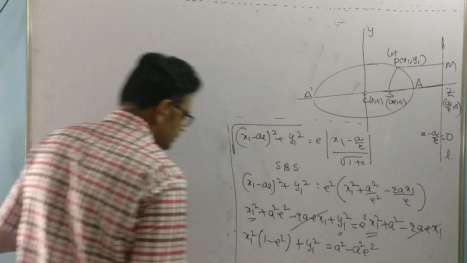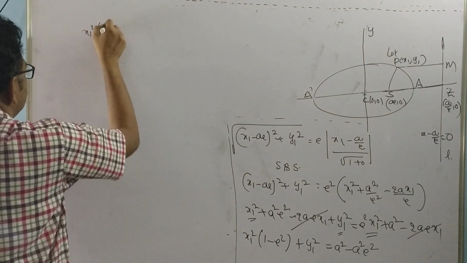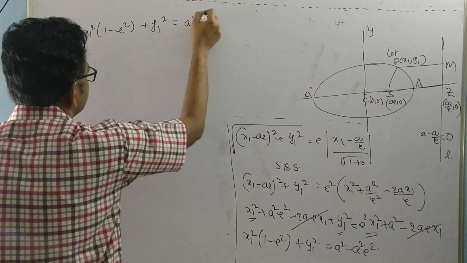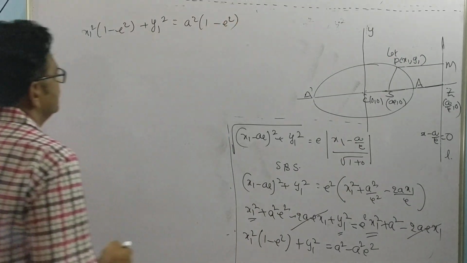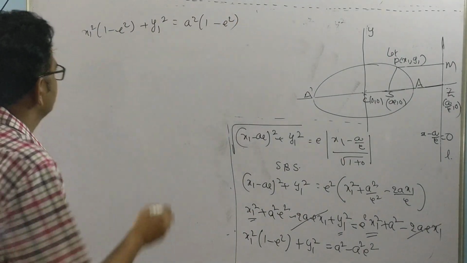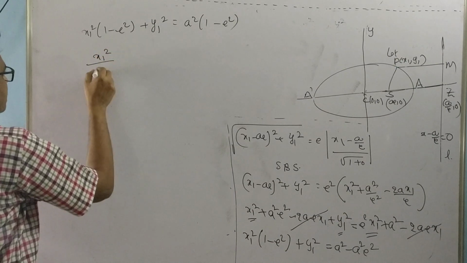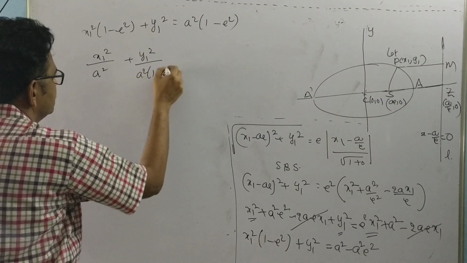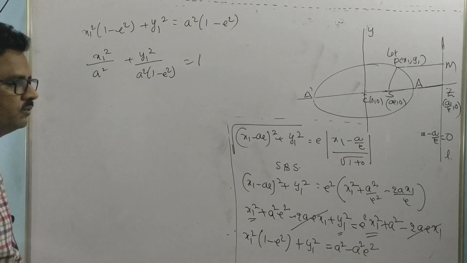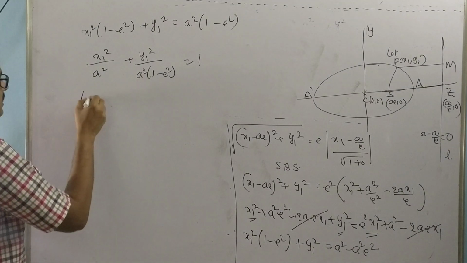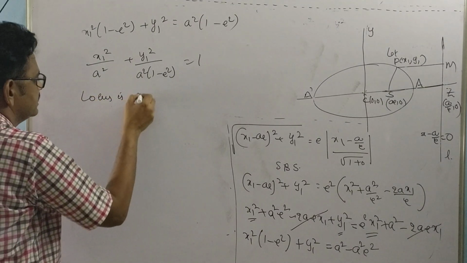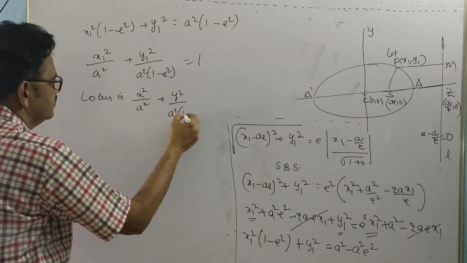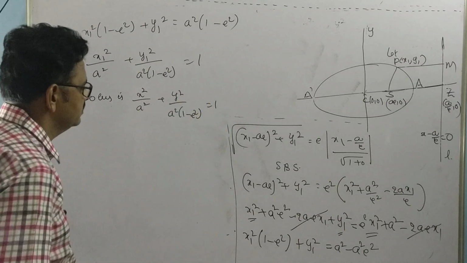So this is x1 square into 1 minus e square plus y1 square equal to a square into 1 minus e square. Now dividing both sides by a square into 1 minus e square, so this is x1 square by a square plus y1 square by a square into 1 minus e square equal to 1. Therefore the locus is x square by a square plus y square by a square into 1 minus e square equal to 1.